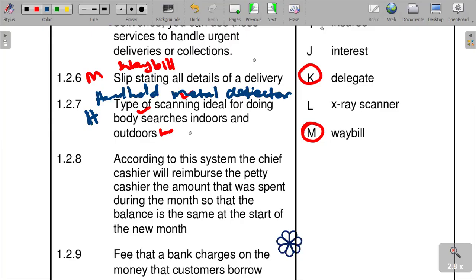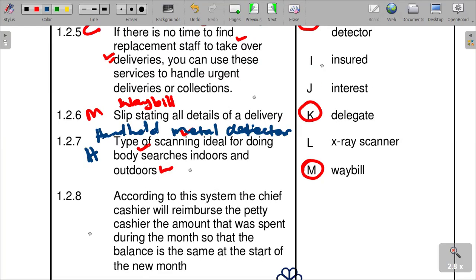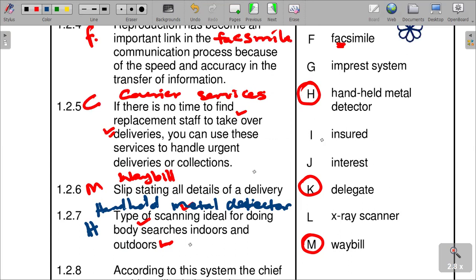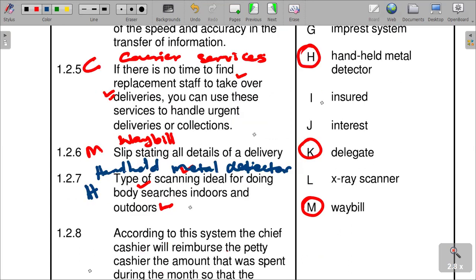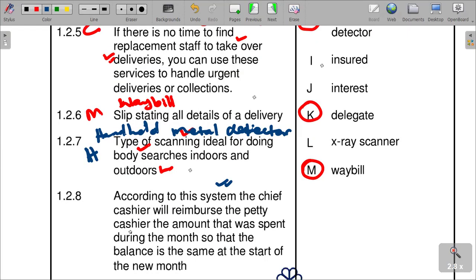Number 8. What is it that we are saying? It has to do with a system where the chief cashier will reimburse the petty cashier the amount that was spent during the month, so that the balance is the same at the start of the new month.